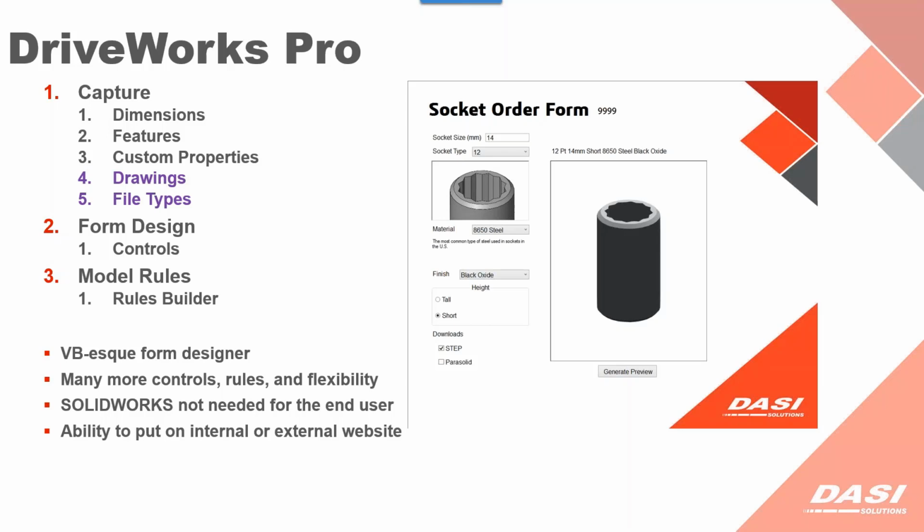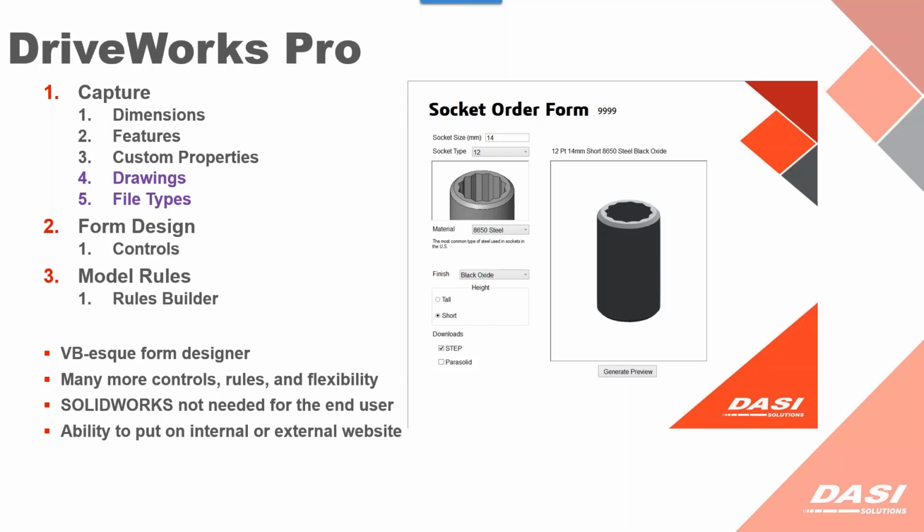You capture the things that you want to capture. In this type, there's some more options, like file types, that bullet point number 5, where you can actually capture different model types that you want to push out when you generate it. So in this example that I have, the downloads section at the end, you can check mark whether you want a STEP or a Parasolid file to also generate. The form design and the controls, the model rules builder is just way more powerful. It's a Visual Basic-esque form designer, rather than just that real simple window with some simple inputs for logic statements. You can really put some power into this form.